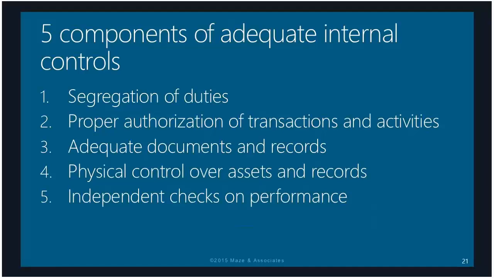The fourth component is physical control over assets and records. This is basically keeping things locked up that need to be secure, particularly in the area of receipts. Again, as auditors, we always come in and want to actually see, from the time that you actually collect your receipts to the time that you make your deposit, where are those receipts kept? We want to see that they're in a safe or in a locked box.